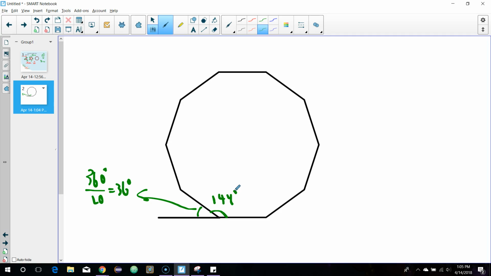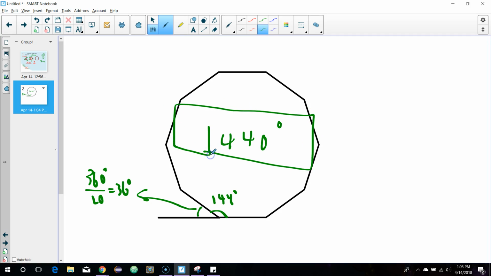So for this, because each of the interior angles is 144, so the sum of this is going to be, because it's 10 sides, it makes it very, very easy, 1440. So that will be the total for any kind of polygon. If you're unlucky enough to run into a diagram that is not regular, and you have to somehow find the angle measurement, that's how you get to the sum.